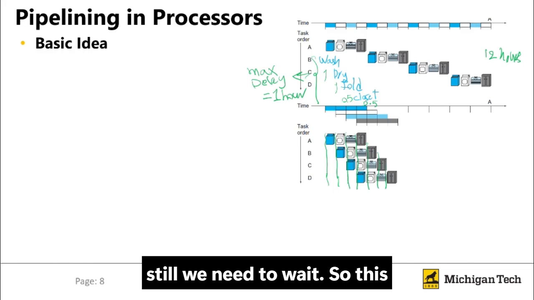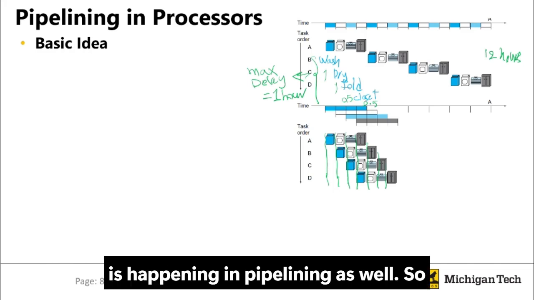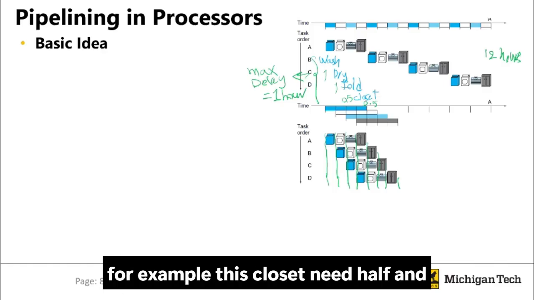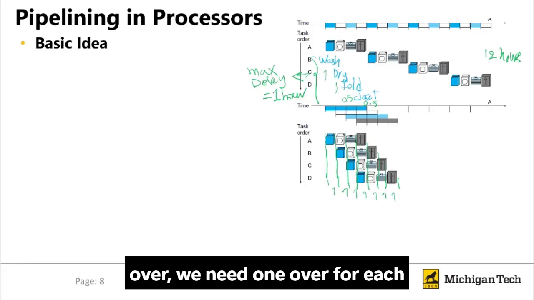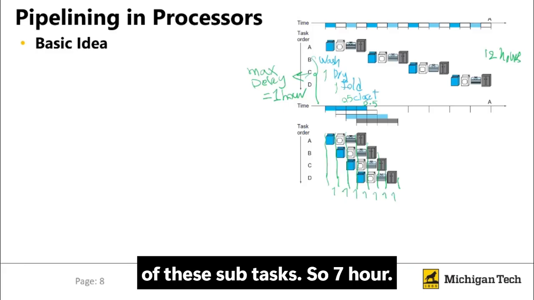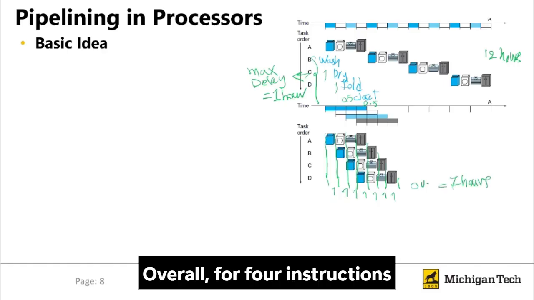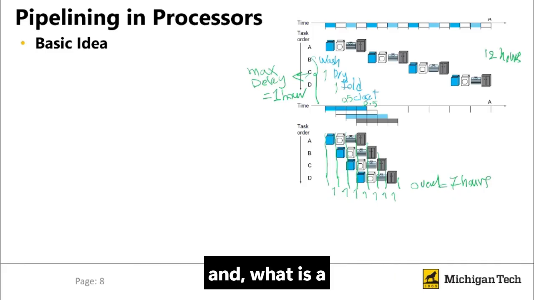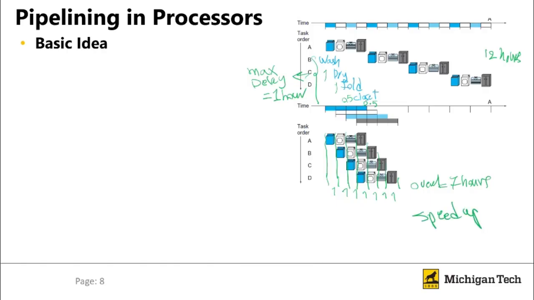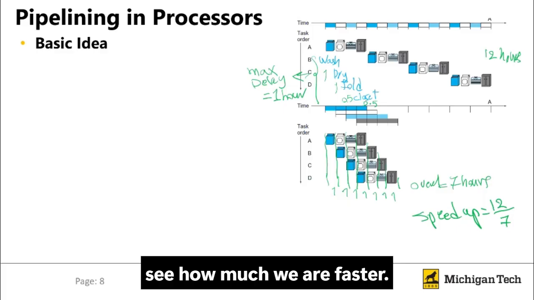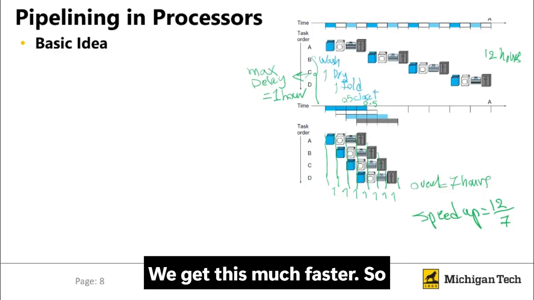This is happening in pipelining as well. As you can see here, even though this closet step needs half an hour, we need 1 hour for each of these subtasks. So 7 hours overall for 4 instructions. And the speedup is 12 over 7. We want to see how much faster we are, and we get this much faster. So this is an example of pipelining.